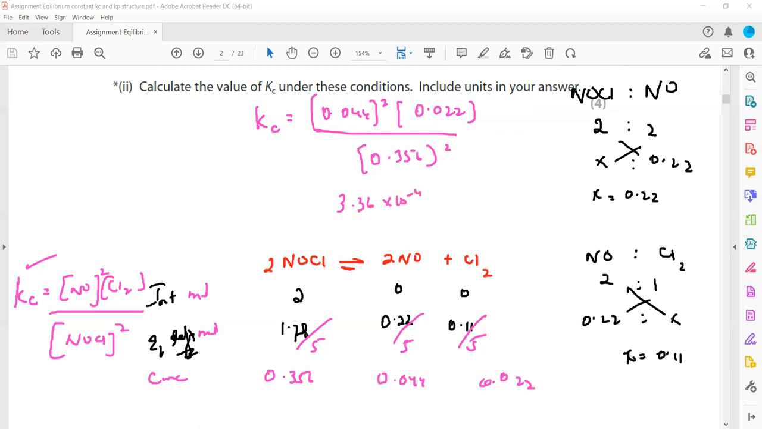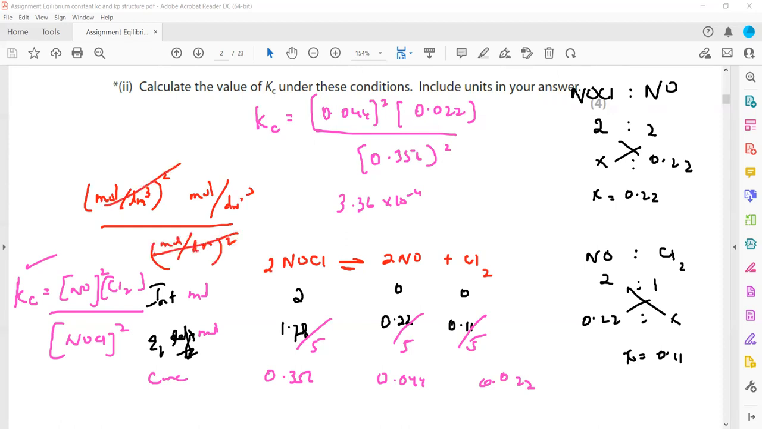And what about the unit? How to work out the unit? Unit of concentration, like here it is mole per dm cube. So this will be mole per dm cube. And then squared, this will be mole per dm cube. And this will be mole per dm cube. So this will cancel with this. So mole per dm cube is left. So the unit of this Kc is moles per decimeter cube.